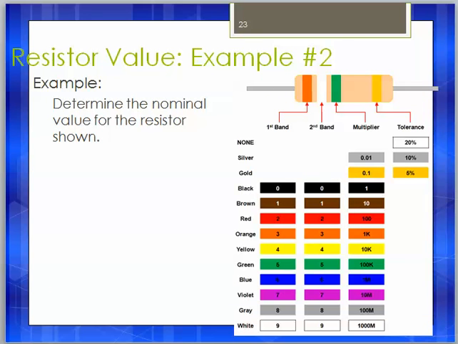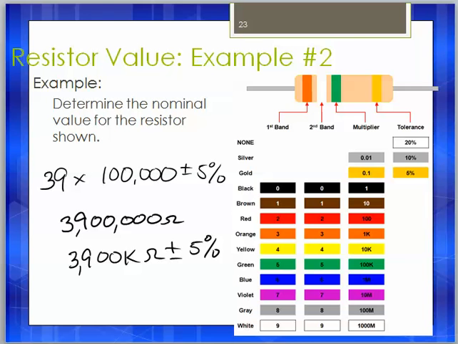Here's another one. All right, orange, white, green. In this example, the orange is a 3. The white is a 9, so it's 39 times green, times 100,000. That K stands for 100,000. And they're going to tell us it's a yellow, so it's at 5% again, plus or minus 5%. What we find out then is this turns out to be 3,900,000 ohms, or 3,900 kilo ohms, plus or minus 5%.